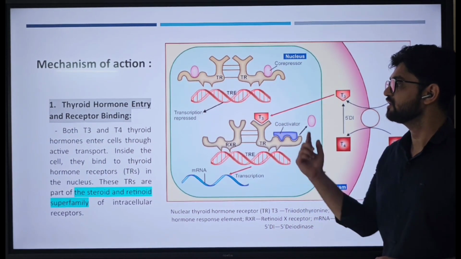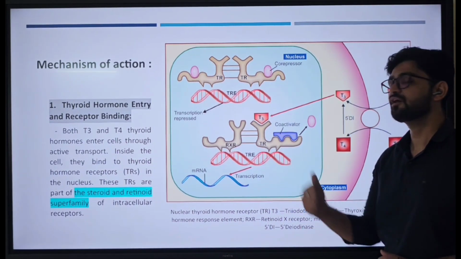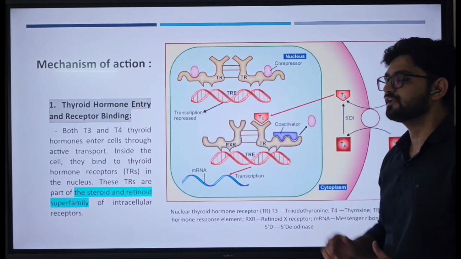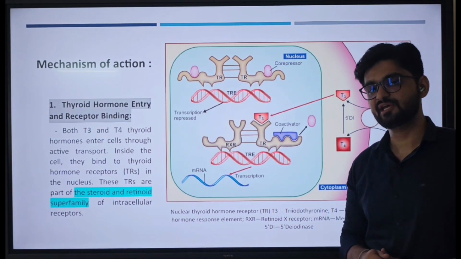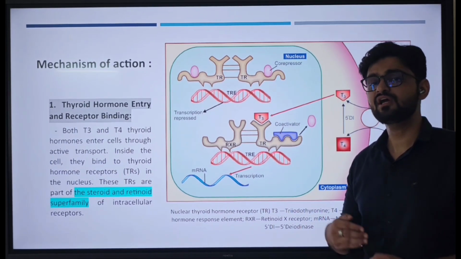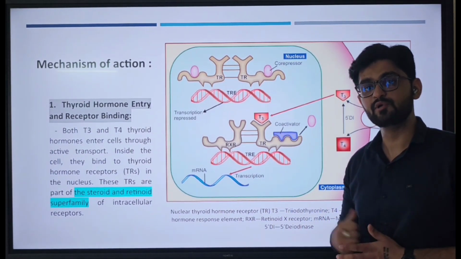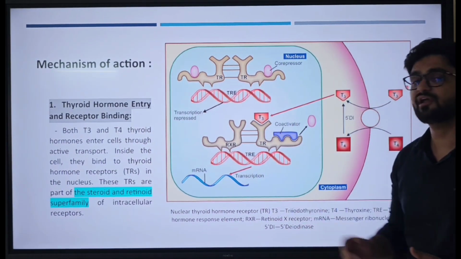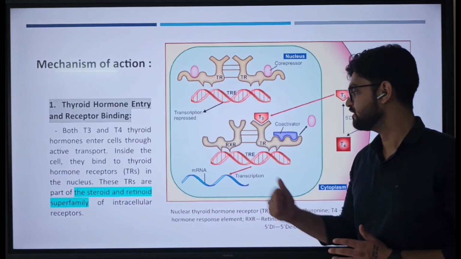Within the nucleus, there are nuclear receptors. Here the TR represents the thyroid receptor. TR represents the thyroid response element. It's the portion of the DNA which is responsible for the transcription of the proteins which are necessary for the functioning of the thyroid. Here, RXR, the retinoid receptor, is used for the attachment towards the TR.